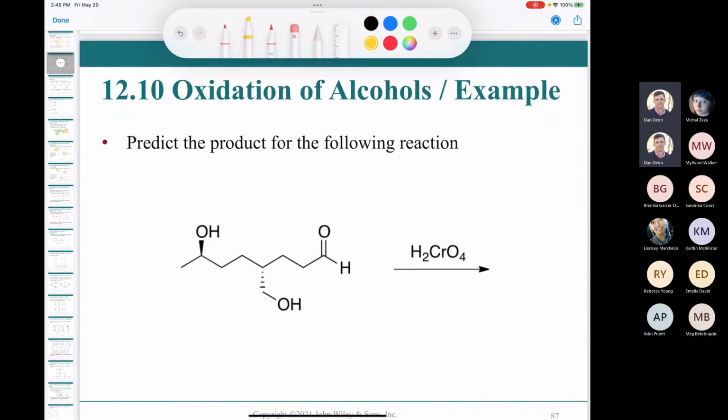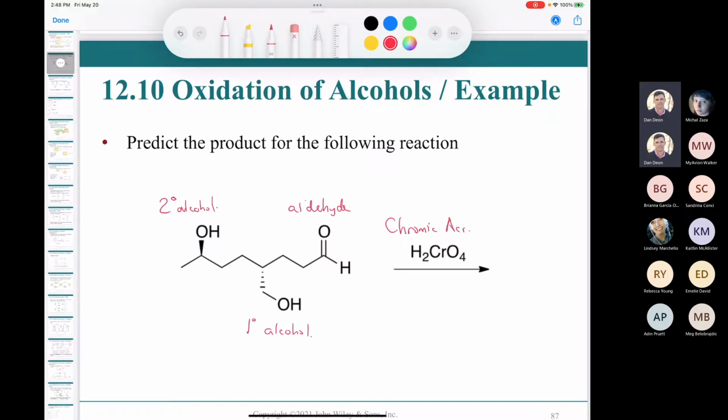It's a neat question here. You've got a whole bunch of interesting things here. You've got a secondary alcohol, you've got a primary alcohol, and you have an aldehyde. And you're treating it with chromic acid.